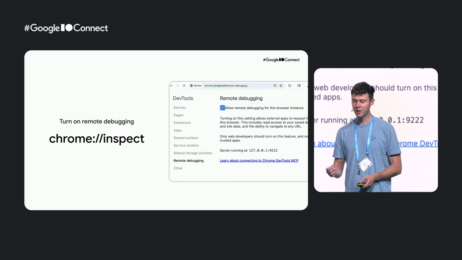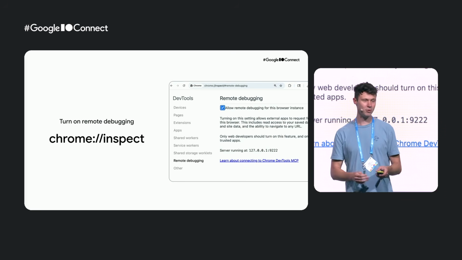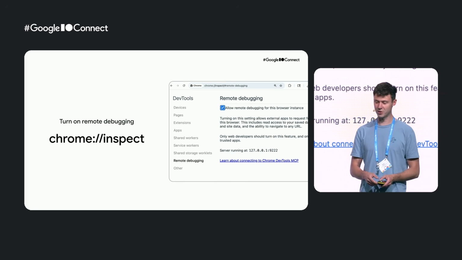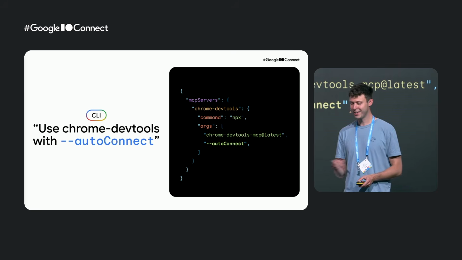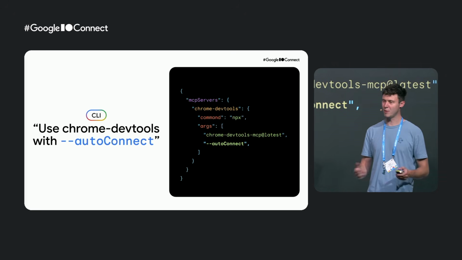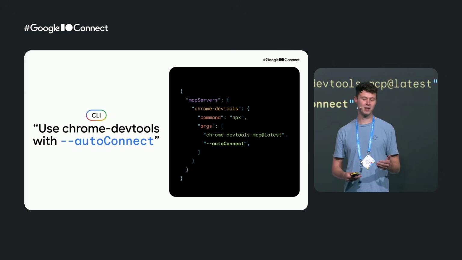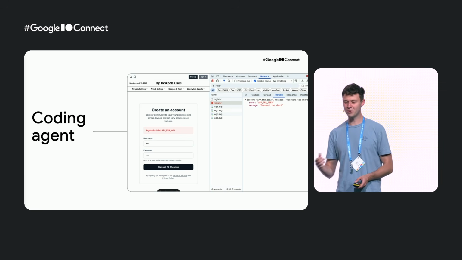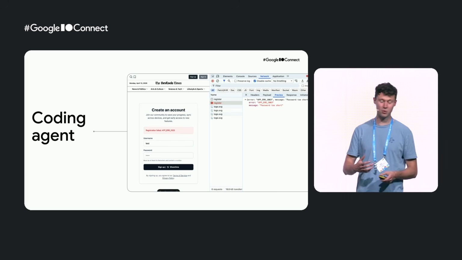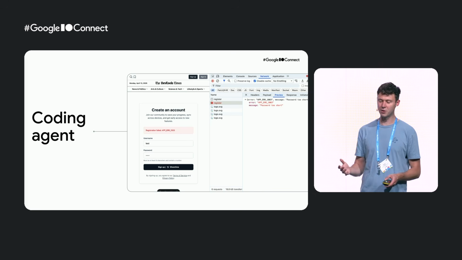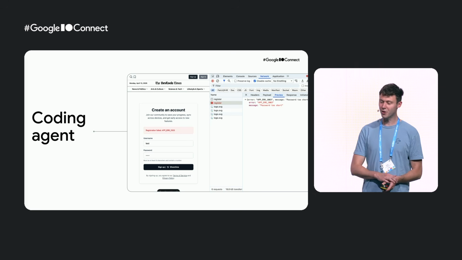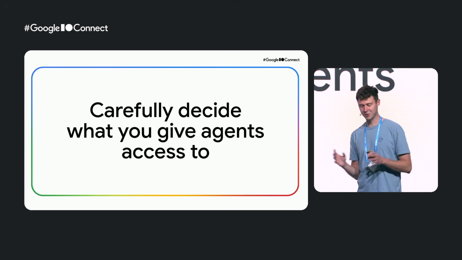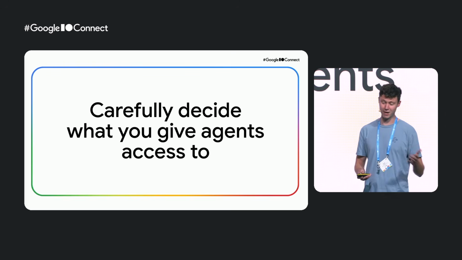All you need to do is go to Chrome Inspect, select Remote Debugging in the sidebar, and then toggle the Allow Remote Debugging for this browser instance checkbox. Then make sure to use AutoConnect in your MCP JSON config or explicitly prompt for it when using the CLI. Now, the next time you use your coding agent, it will connect to the Chrome you've just been using and will also let you know if it has trouble connecting to it because you forgot to turn on remote debugging, for example. However, this is the right time to repeat the same advice that I gave earlier.